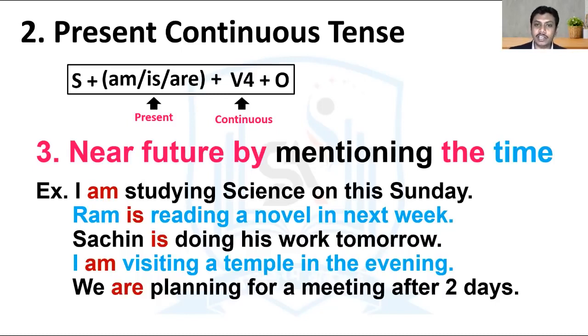I'm visiting a temple in the evening. Do you want to come with me? We are planning a meeting after 2 days. I haven't met my friend since long, so we are planning to meet each other in the evening. So when we simply add this extra part of a particular time, you will be able to say that it's an action which will happen in the future. So that is the beautiful thing about the use of present continuous.